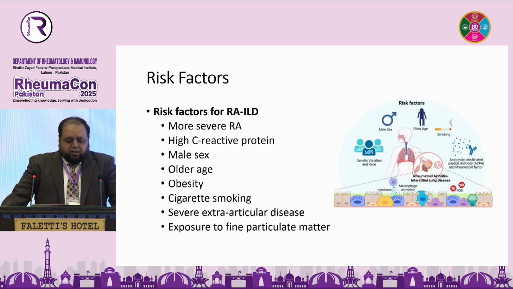So, risk factors. The risk factors to develop rheumatoid-associated interstitial lung disease include more severe rheumatoid arthritis, high C-reactive protein, male gender, elderly patients, patients with obesity, history of cigarette smoking, those patients who have severe extra-articular disease, and exposure to fine particulate matter.